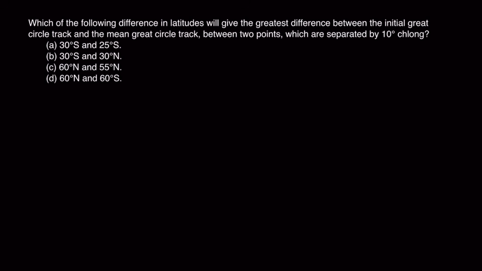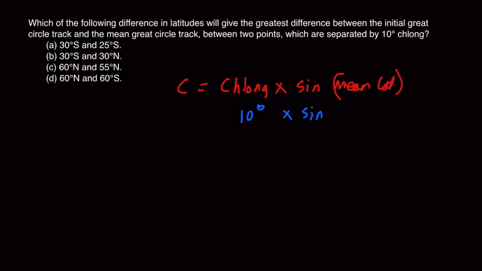So if you didn't understand this question, it says which of these two latitudes will give me the maximum convergency. Okay, so writing the formula for convergency: change in longitude into sine of mean latitude. What all do I have? I have change in longitude, 10 degrees, into sine of mean latitude.